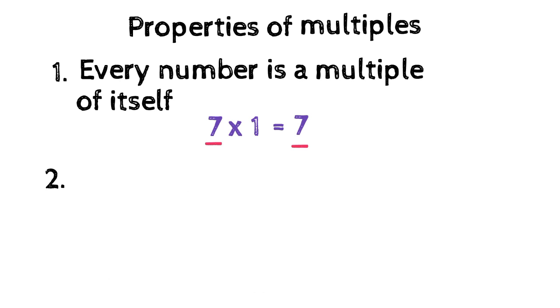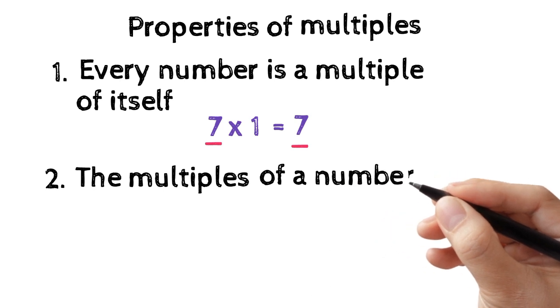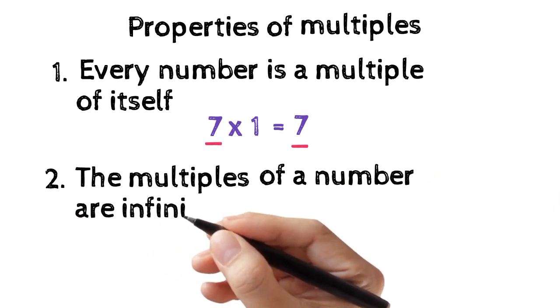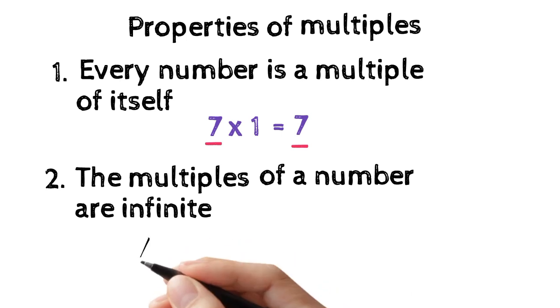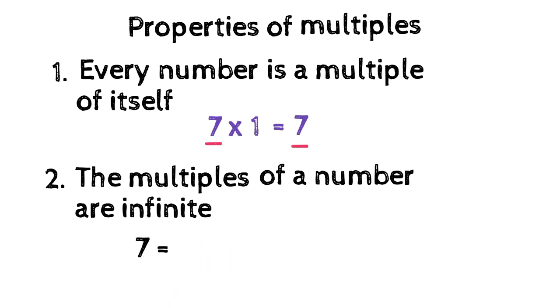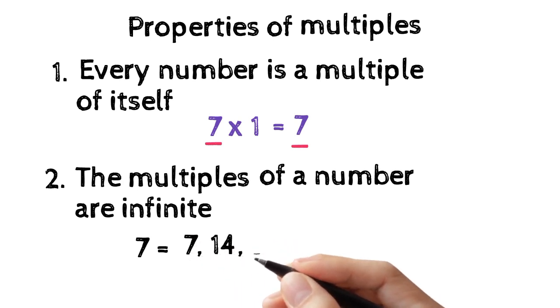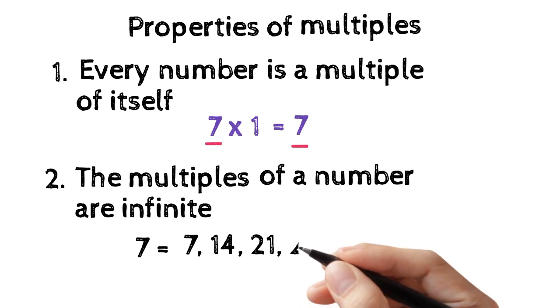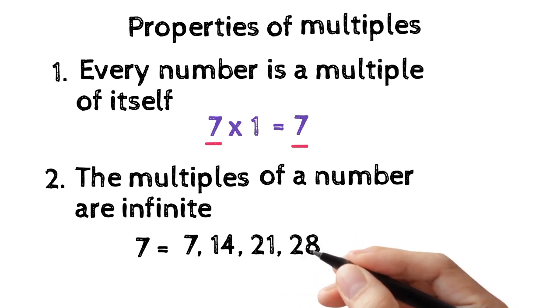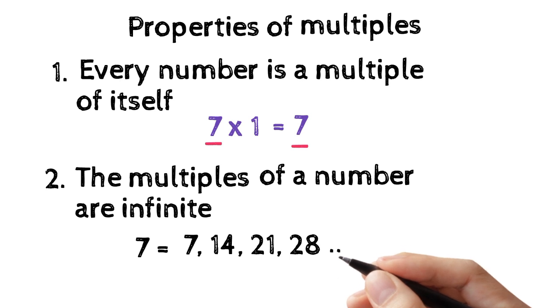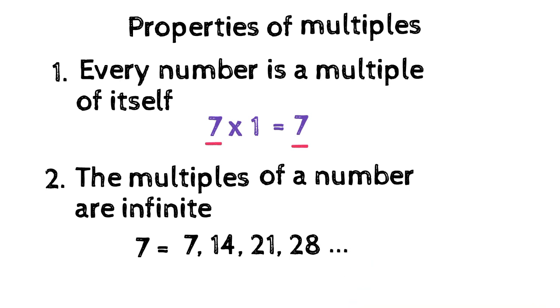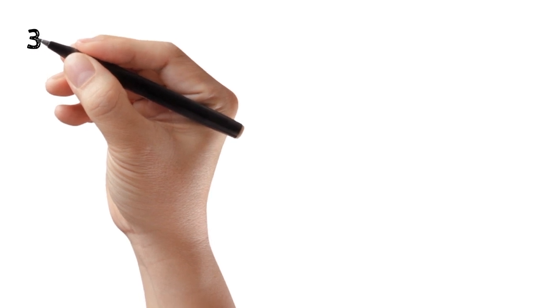Now the second property, it states that the multiples of a number are infinite. They have no end. That means the same number 7, it starts with 7, the first multiple, the other is 14, the other is 21, the other is 28. So they go on, they have no end. You can just get a lot of numbers. You will never reach the end of the multiples. They are infinite.